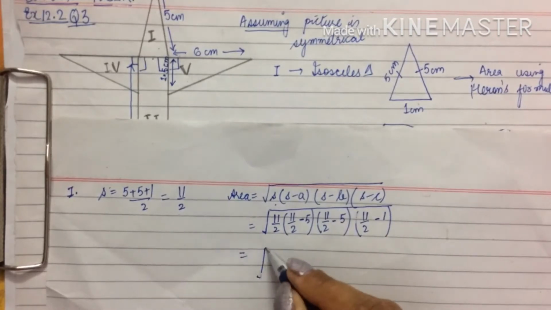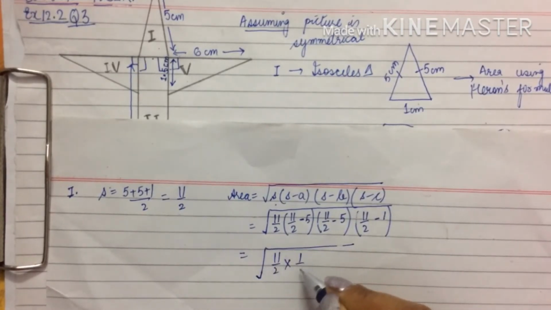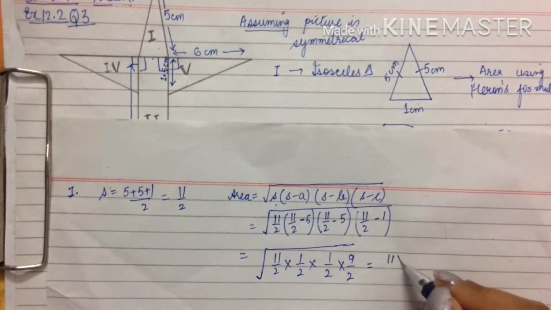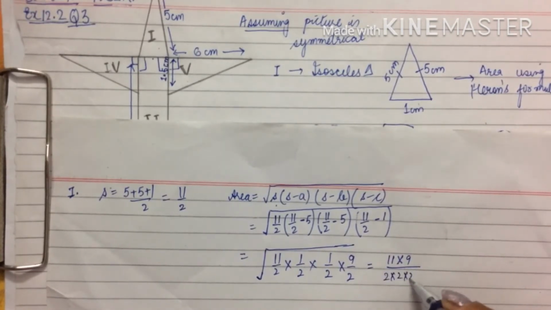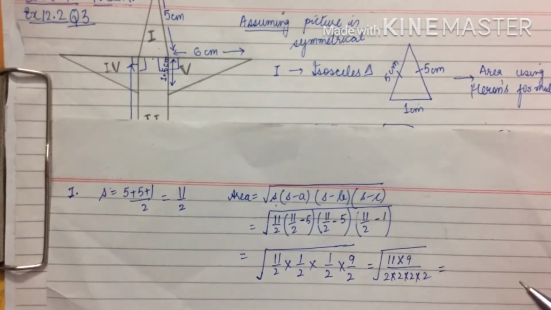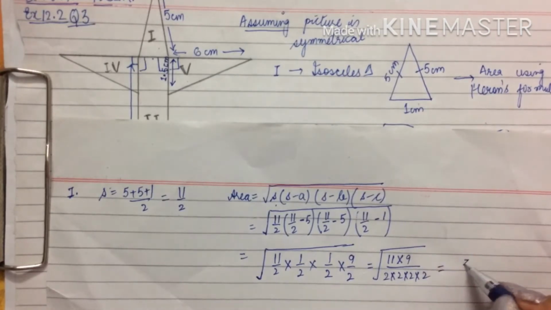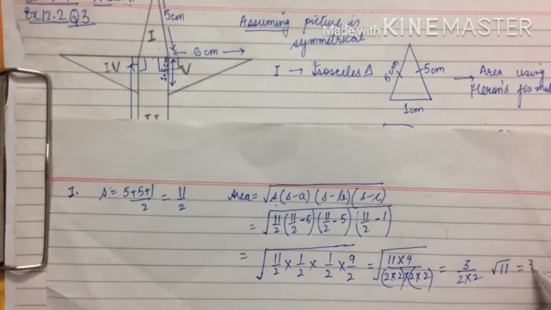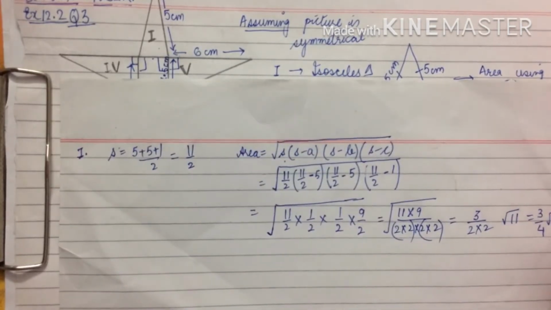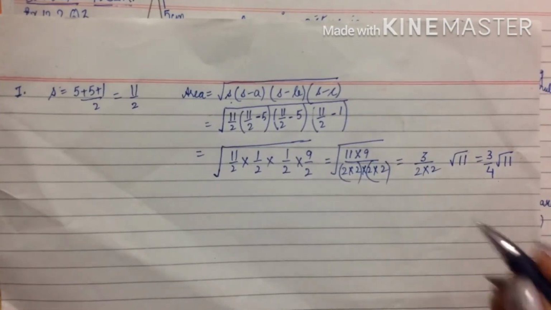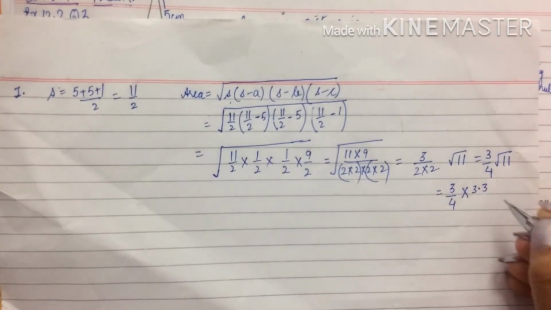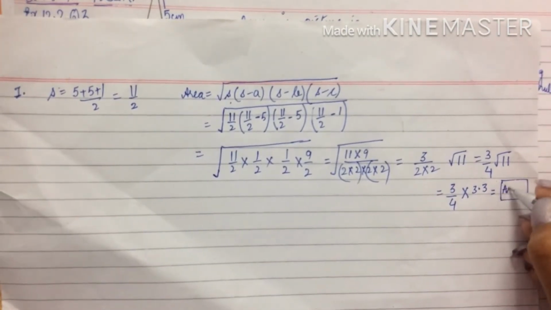Simplify your brackets taking LCM. You get 11 by 2 multiplied by 1 by 2 multiplied by 1 by 2 and multiplied by 9 by 2. So this becomes 11 into 9 in the numerator. In the denominator you've got 4 times 2. Make pairs. The square root of 9 will be 3, and from here there will be 2 pairs. Under the root we have 11 left, so 3 by 4 under the root 11. Root 11 approximately is 3.3. Find the answer. This will be area 1.